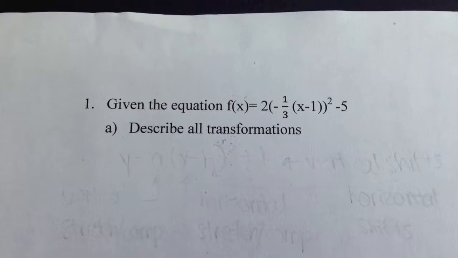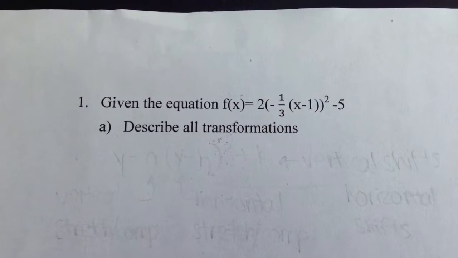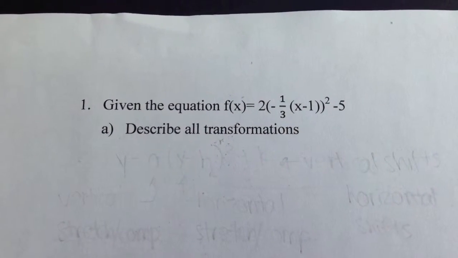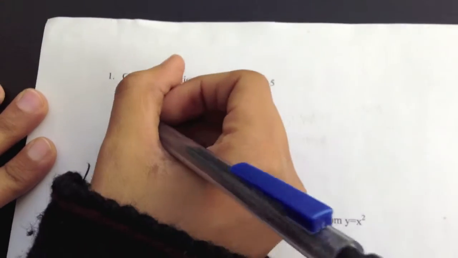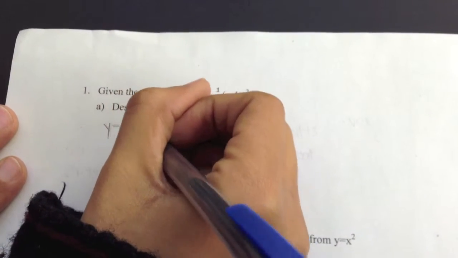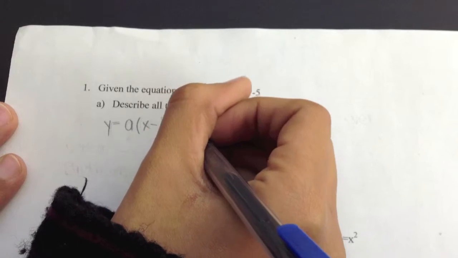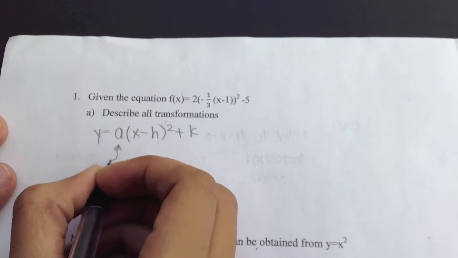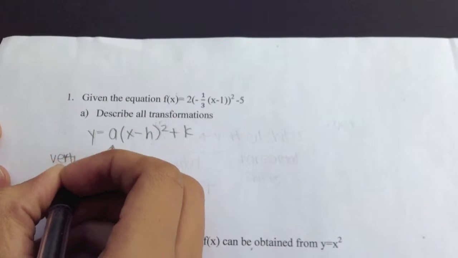Given the equation f(x) = 2[-1/3(x - 1)]^2 - 5. The equation for a quadratic function is y = a(x - h)^2 + k. The a shows the vertical stretches and compressions.